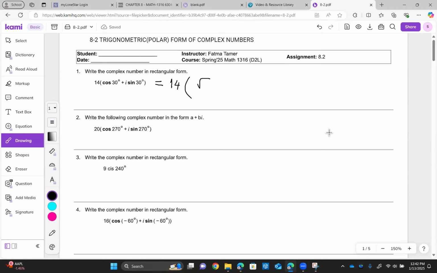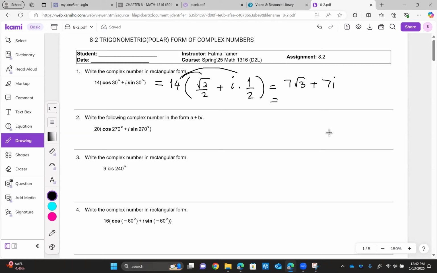Cosine of 30 is root 3 over 2, plus i, but instead of sine 30, I will plug in 1/2. Now, when I multiply 14 by this fraction, it gives me 7 root 3. And when I multiply 14 by i times 1/2, it will be 7i. I believe on the homework, this answer will not be accepted. They want you to enter your answer with 1 decimal place.